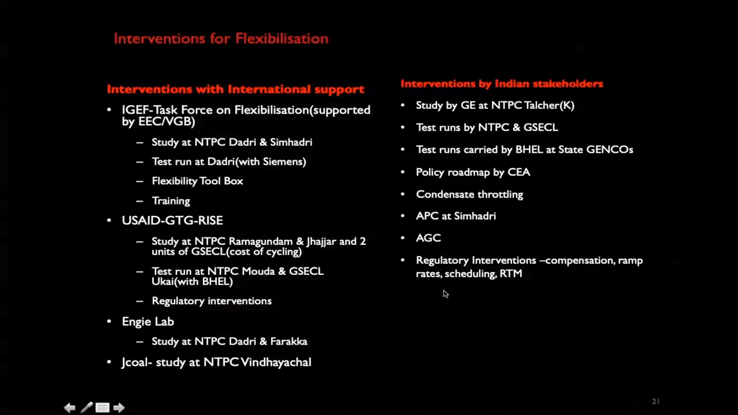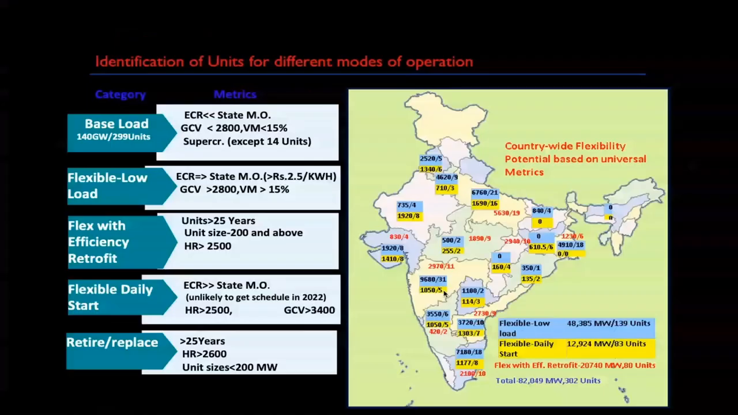In the beginning of the presentation, I mentioned the value that a particular plant, a particular unit, would provide to the grid. Along with CEA, we have conducted studies on each and every unit of the country based on certain criteria, and we have categorized each unit state-wise, where they are located. Units would typically fall into these categories: base load, low load, and some would need an efficiency retrofit, because you cannot afford to run these units at a very low efficiency, 2800, 2900 heat rate. And some units won't have any option other than to retire and replace, and go for some other solutions.